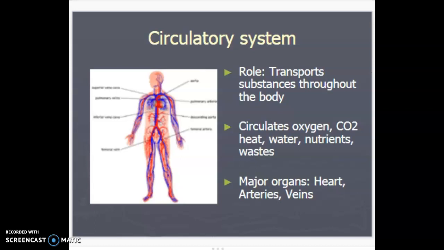It helps regulate heat, so when you get warm, your blood vessels will dilate to try to release some heat, and when you're cold, they constrict, so they keep the heat in. They transfer water, nutrients, and wastes. Some of the major organs are your heart and the blood vessels, such as arteries and veins.